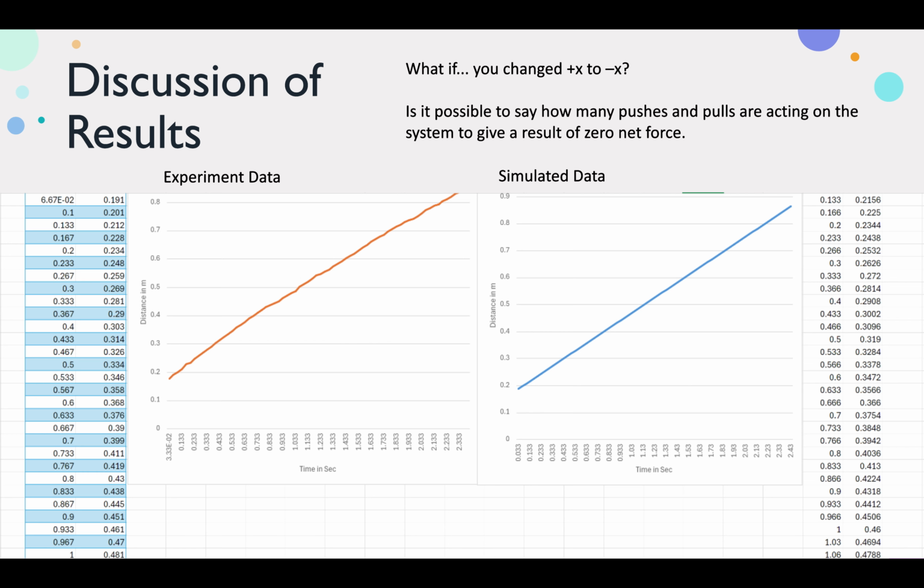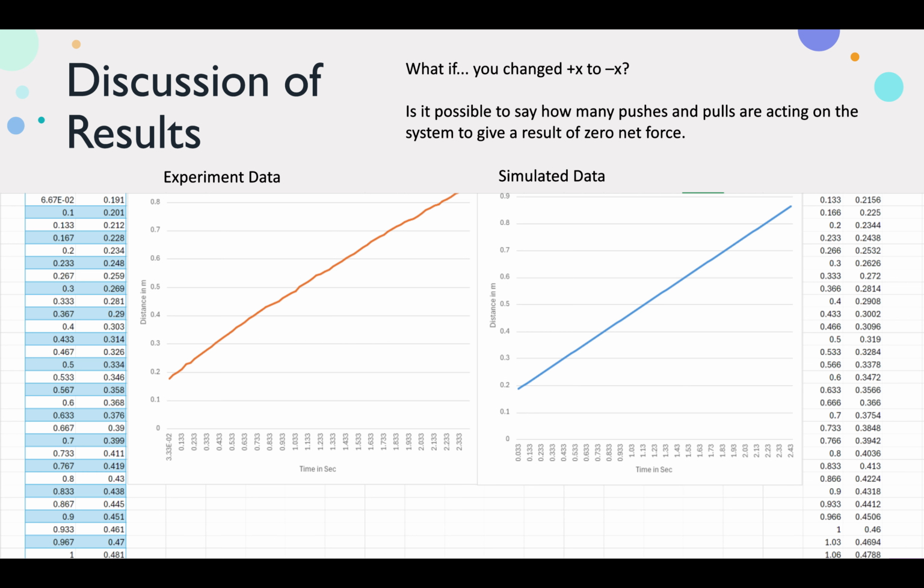For the what if questions, what if you changed positive x to negative x for your scale? The results of the data would look similar. The slider would continue to move away from the origin, so the numbers wouldn't change. They would just change from positive to negative. So the graph would flip over the x-axis. So the line would point down to the right instead of up and to the right.